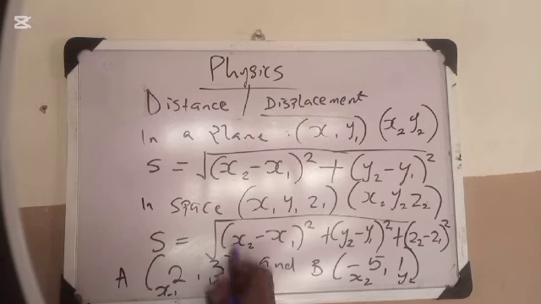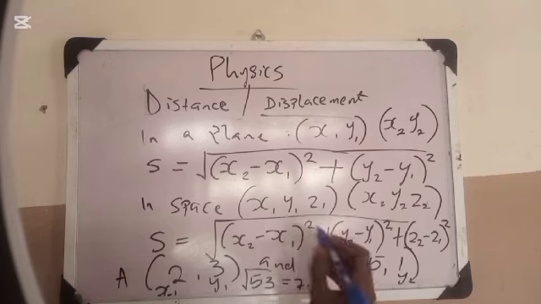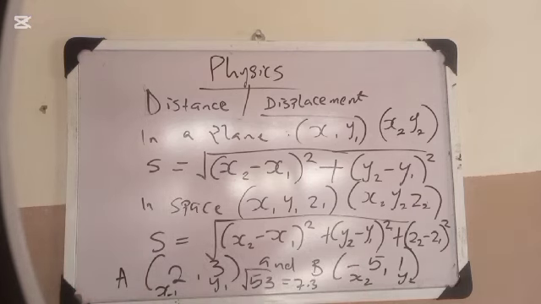Remember, you have not solved your square root. So the square root of 53 will be 7.3 units. So that is the answer. Very, very simple. That is when you are given in a plane. Then when you are given in space, you use the same formula, but you are adding 3 reference points. So they must always give you a question having 3 reference points. Is that clear?